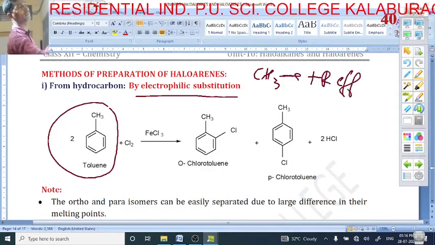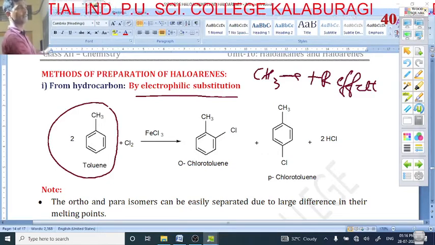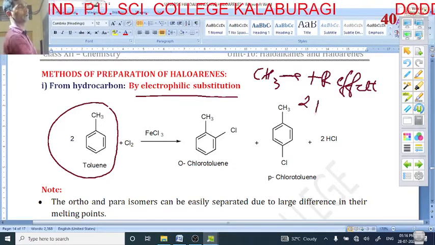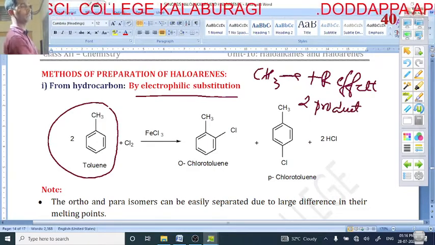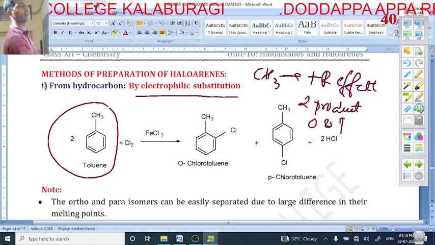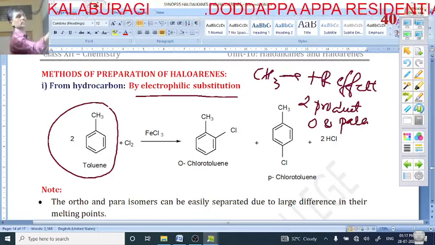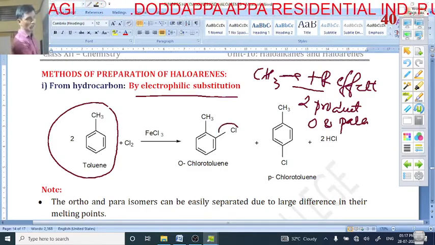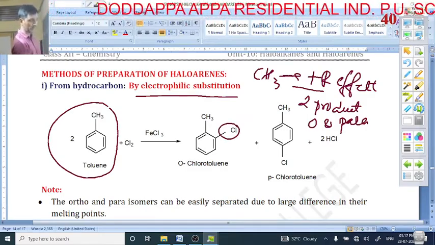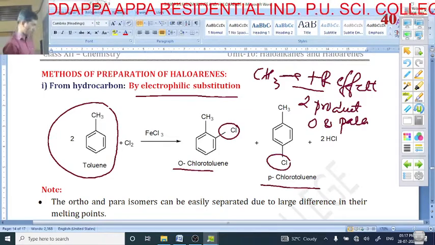We have already studied this in first year. Because of the plus R effect, it gives two products, ortho and para. So this is the CH3 group, which shows a plus R effect. Due to it, two products are formed: one is ortho-chlorotoluene and the other is para-chlorotoluene.